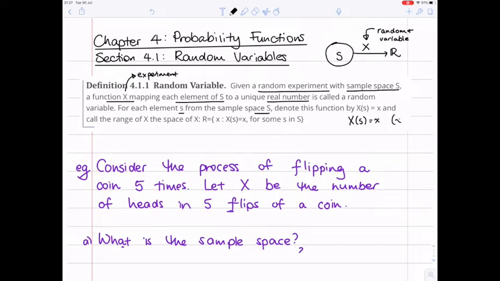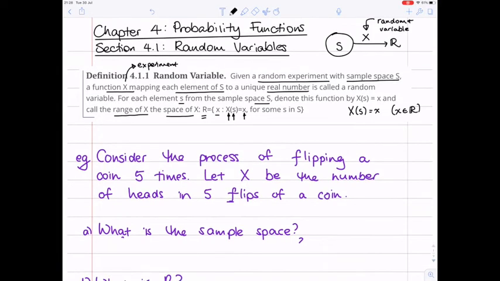So for each element s in our sample space S, we say that X of s is equal to x, where x is some number in the real numbers, and we call the range of X the space of X. So our space of X, which we're going to denote with an R, is the set of all x such that for some outcome, when we put that outcome into our random variable, big X, we get out the real number, little x. So this probably sounds a bit confusing. Take a moment to read through it, but let's look at some examples.